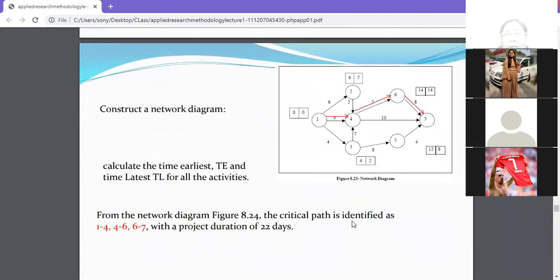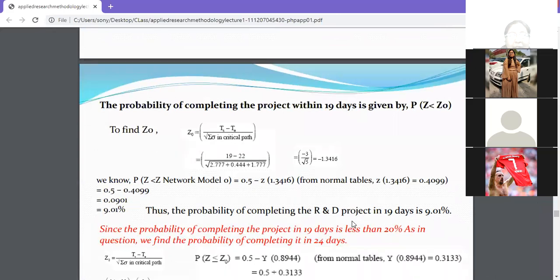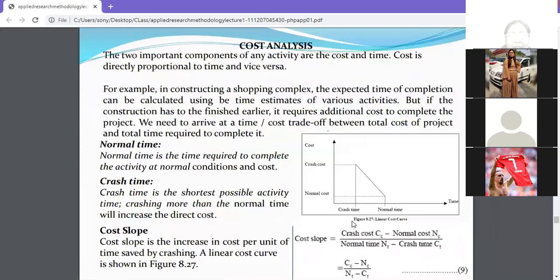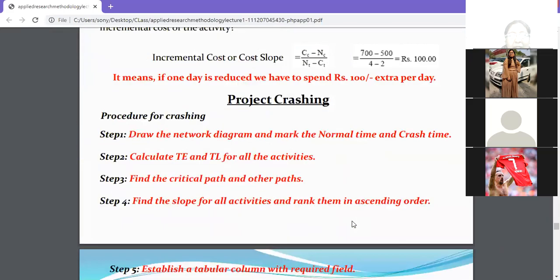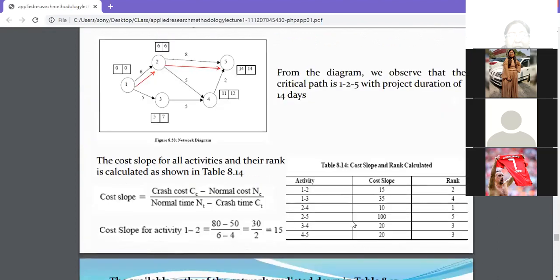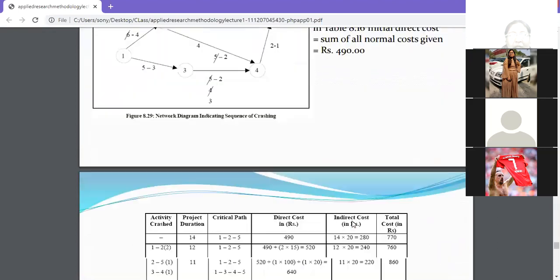Okay, this question also you can do. See, duration is given to you. Let me take another question. Wait. There are no more questions here.